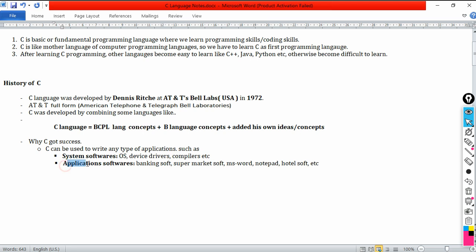Then application softwares. Application softwares are the softwares which are actually useful for human beings. For example, banking software, which is used by us, then supermarket software, MS Word, Notepad, hotel software, etc. All these softwares are useful for human beings, and they are called application softwares. Therefore, C language can be used to write both system softwares, meaning computer related softwares, as well as human being related softwares. Both types of softwares can be written in C language. That is why C language became popular.